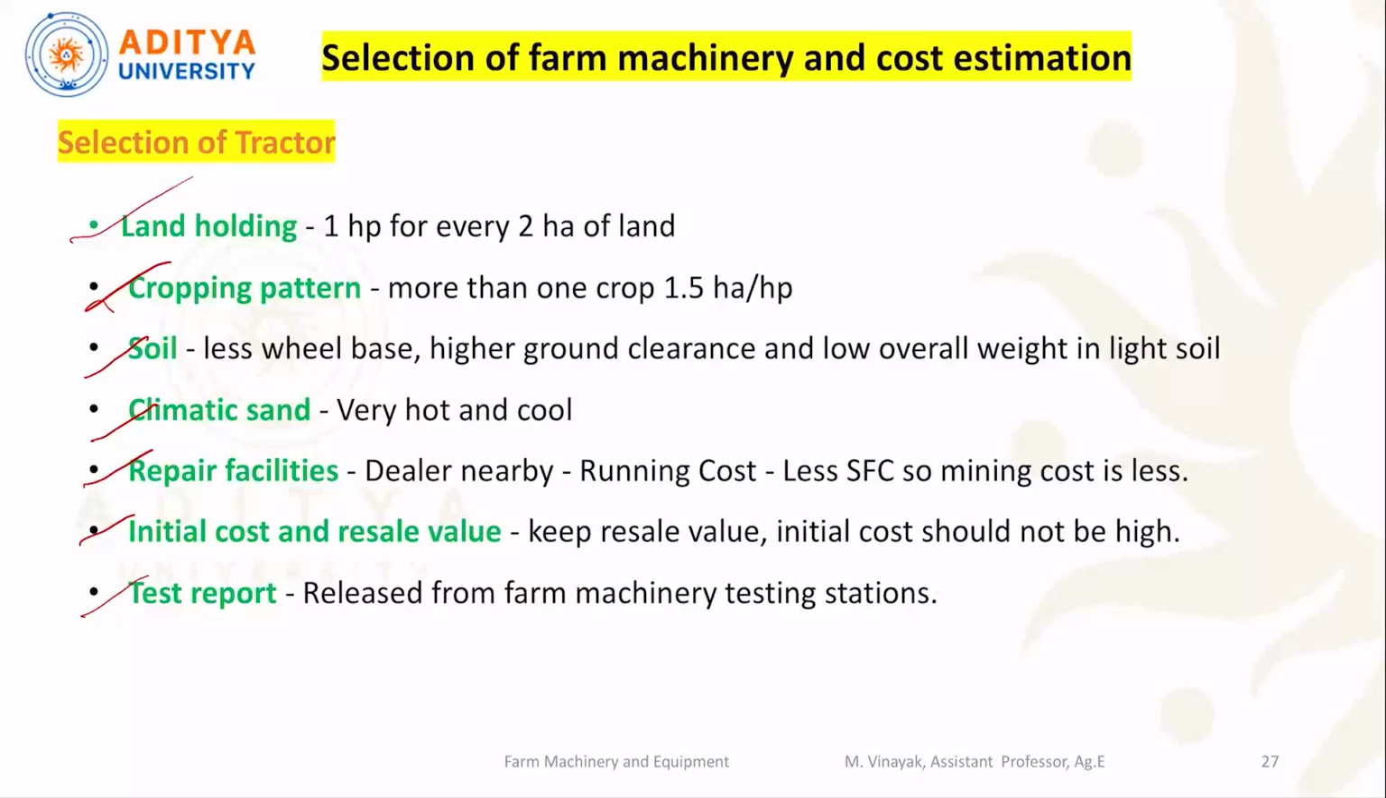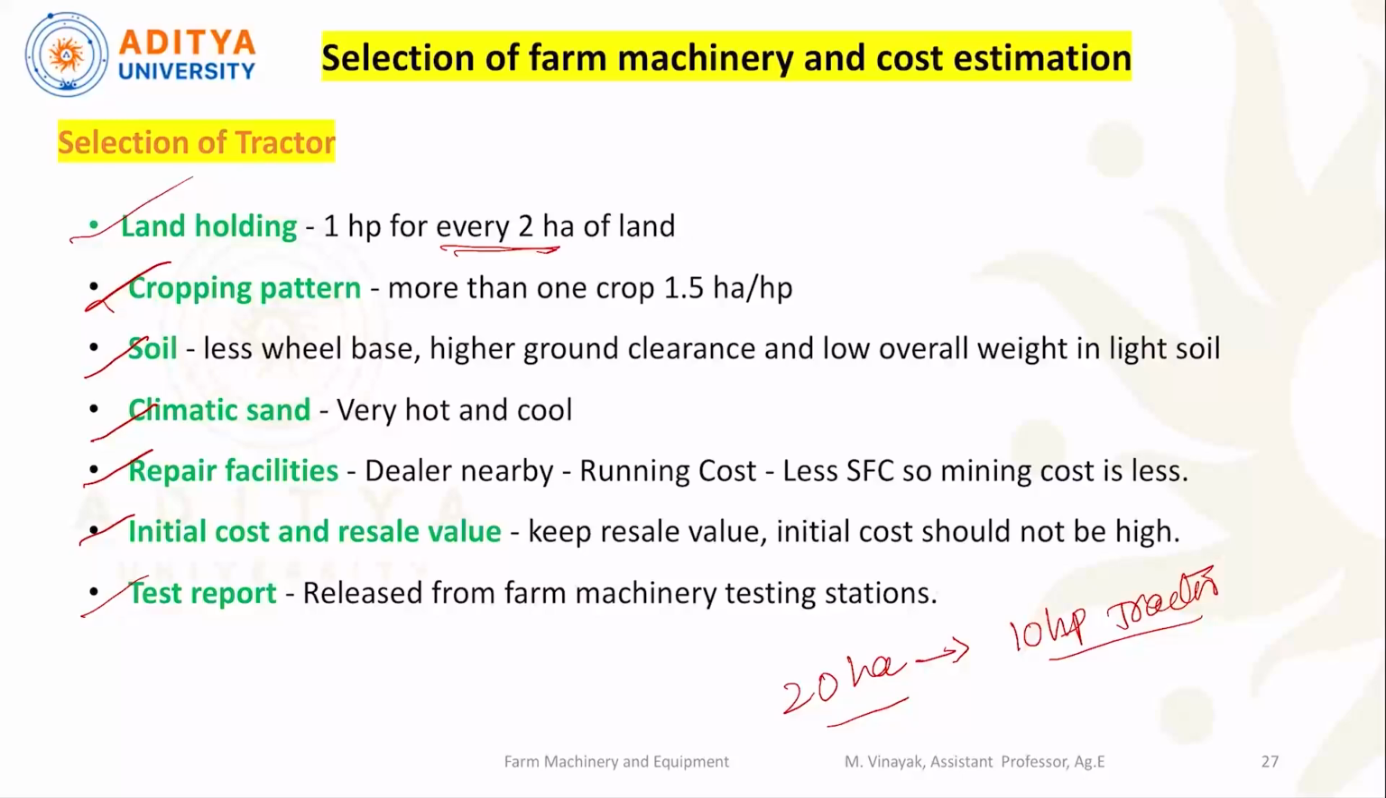The first one is the land holding. Every 2 hectares of land area requires 1 HP of tractor. Suppose we take 20 hectares of land; the farmer requires a 10 HP tractor. Nowadays this parameter is not followed by farmers, but you should follow it: every 20 hectares of land area requires 10 HP of tractor. Some farmers can also go for custom hiring.